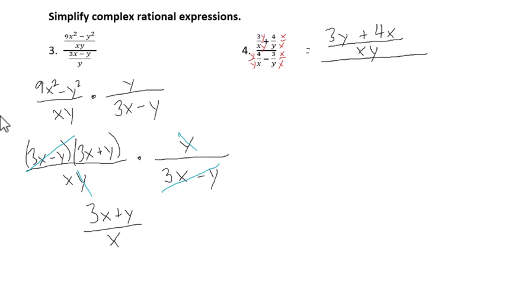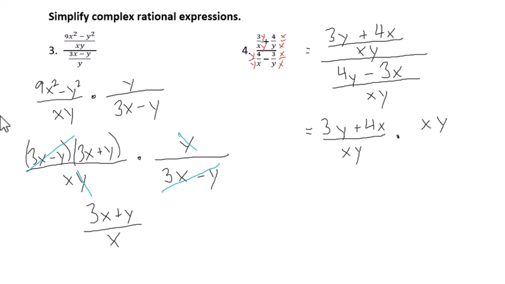And on bottom, I have 4y minus 3x over yx and yx, so that's xy. And now I can go ahead and change that to 3y plus 4x over xy. Change this division to multiplication, which makes the xy now on top, and the 4y minus 3x on bottom.